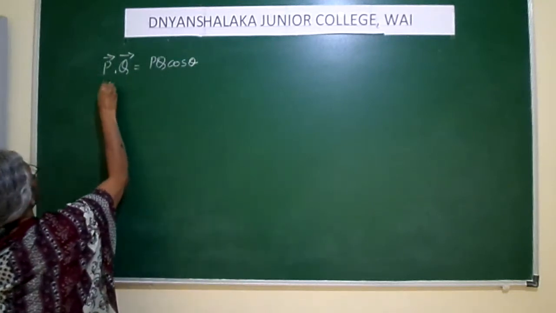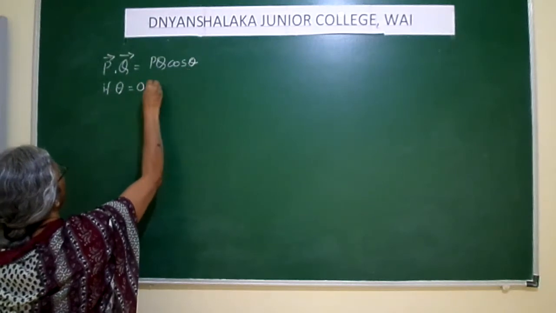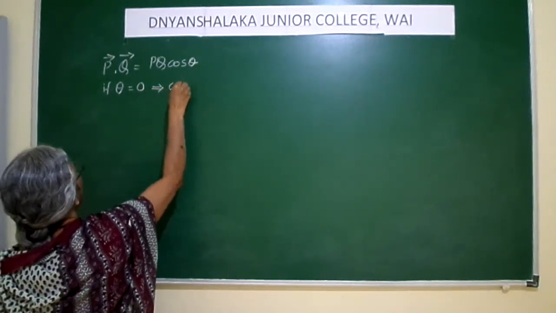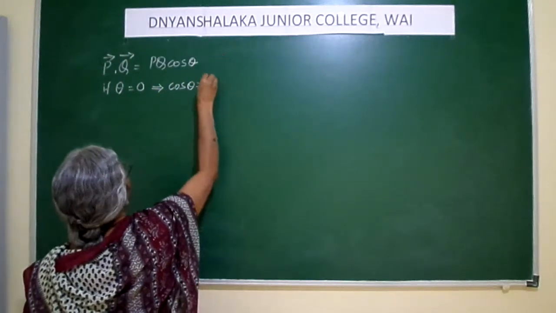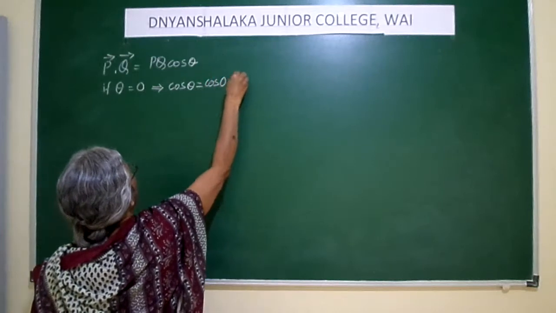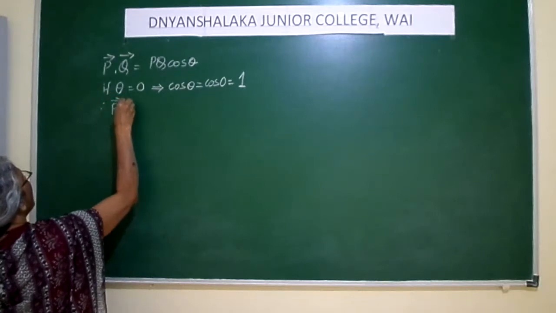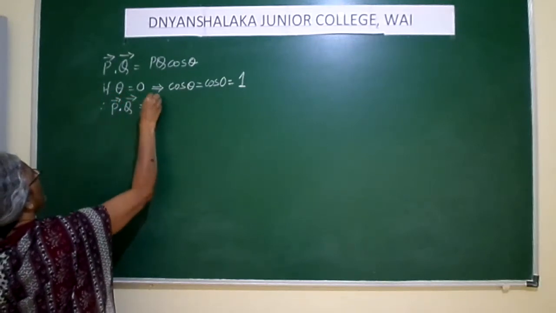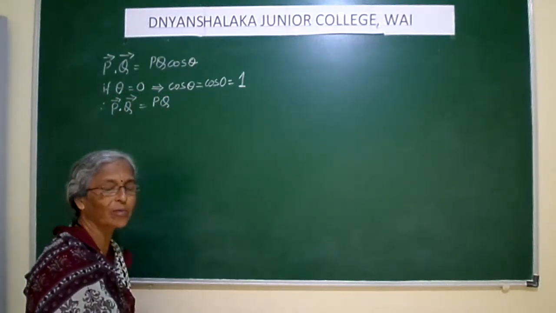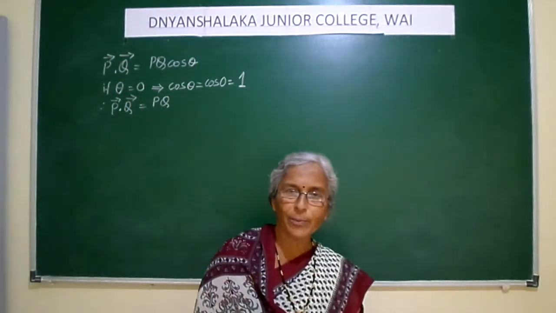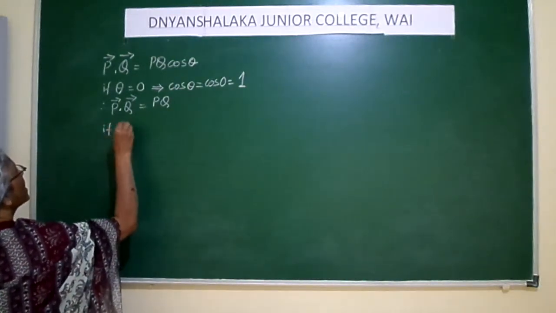Then if theta is equal to 0, it implies that cos theta is equal to what? Cos theta will be equal to cos 0. And the value of cos 0 is how much? 1. Then I get vector p dot vector q is equal to the product of the magnitudes of the two vectors. That is, vector p dot vector q is equal to pq. Am I right?